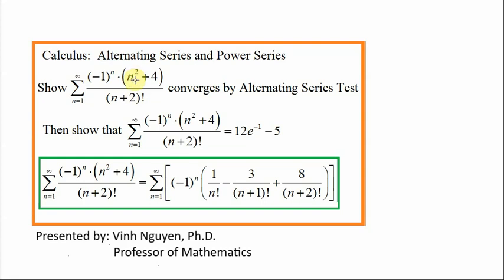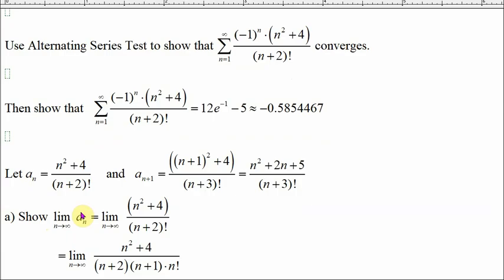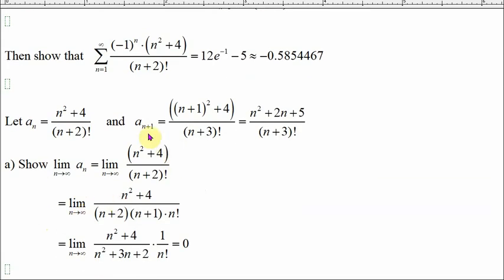Here we have an alternating series, and I want to show that it converges by the alternating series test, and then I will also show that it converges to 12e to the negative 1 minus 5. Let a sub n be the expression (n squared plus 4) over (n plus 2) factorial. So a sub n plus 1 is this, which simplifies to (n squared plus 2n plus 5) over (n plus 3) factorial.